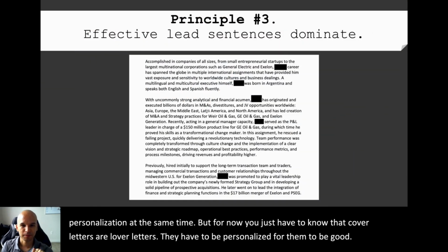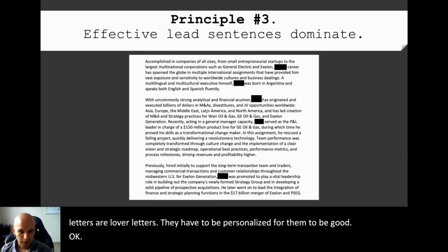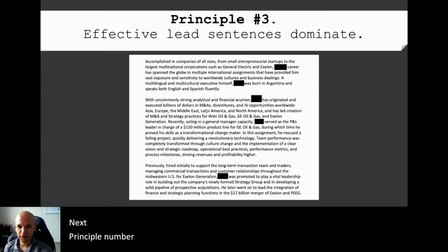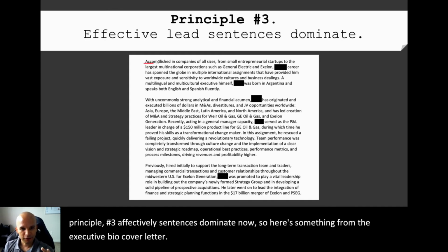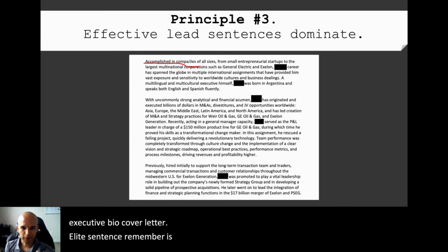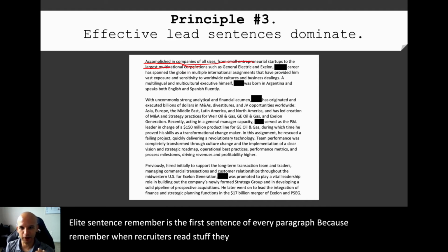Okay. Next, principle number 3: effective lead sentences dominate. Here's something from an executive bio cover letter. A lead sentence, remember, is the first sentence of every paragraph, because when recruiters read, they at least look at the first sentence of whatever you write in every paragraph.